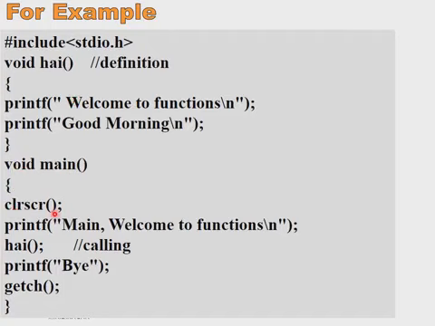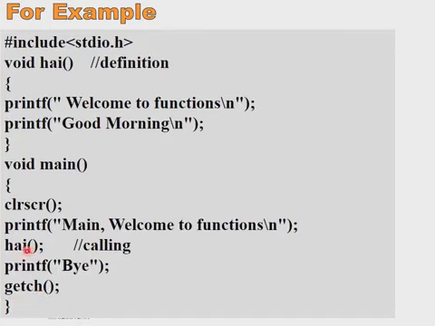Then in our main function, how do we call this function? First of all, we have cleared the screen, then printed one message, main and welcome to the functions. Okay, so we are in the main function and we are welcoming to the functions. Then we call our user-defined function hi by using the function name and the brackets. Here we do not have any argument, so the argument list is blank. Then we have printed one message, bye, and getch. Getch is for accepting one character before returning from the main function. And here we have completed the main function.